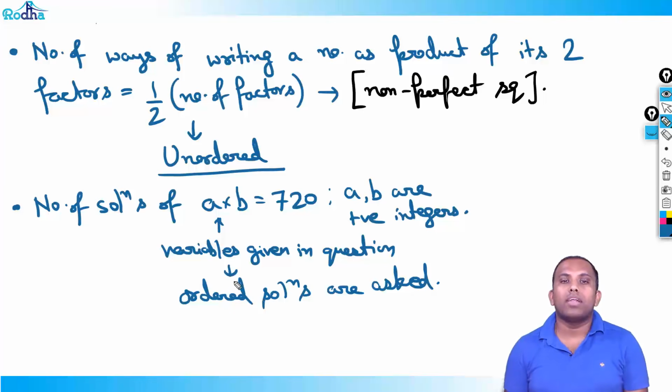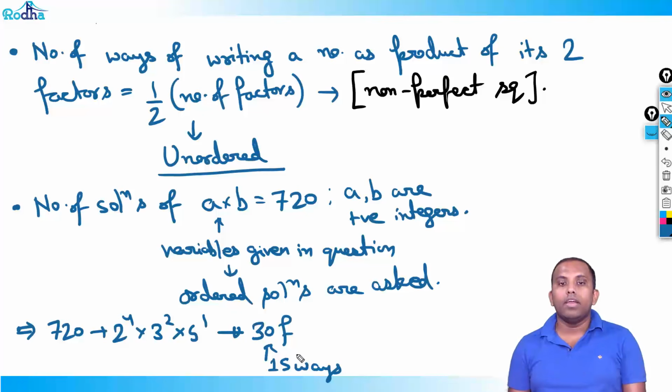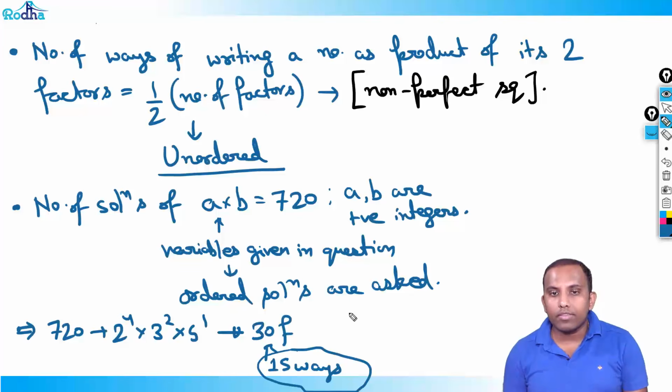Again, very simple, same as the last case. What was in the last case? How many ways for 720? We write down all the factors of 720. 720 was 2 raised to 4 into 3 square into 5 raised to 1. It has got total 30 factors. So there were 15 ways to do it, right? What are the ways? Ways are 1 into 720, 2 into 360, like this.